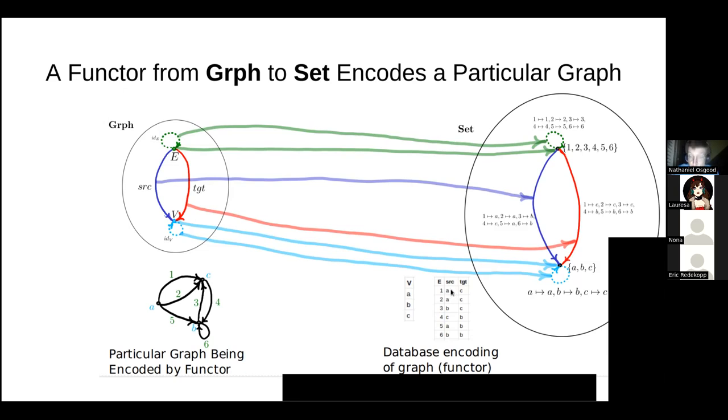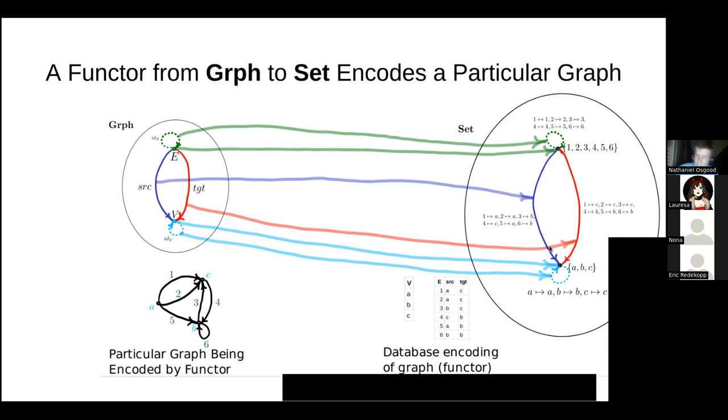For source: one, the source is A. Two, the source is A. Three, the source is B. I'm just reading it out. Four, the source is C. Five, the source is A. Six, the source is B. And for target: one, the target is C. Two, the target is C. Three, the target is C.